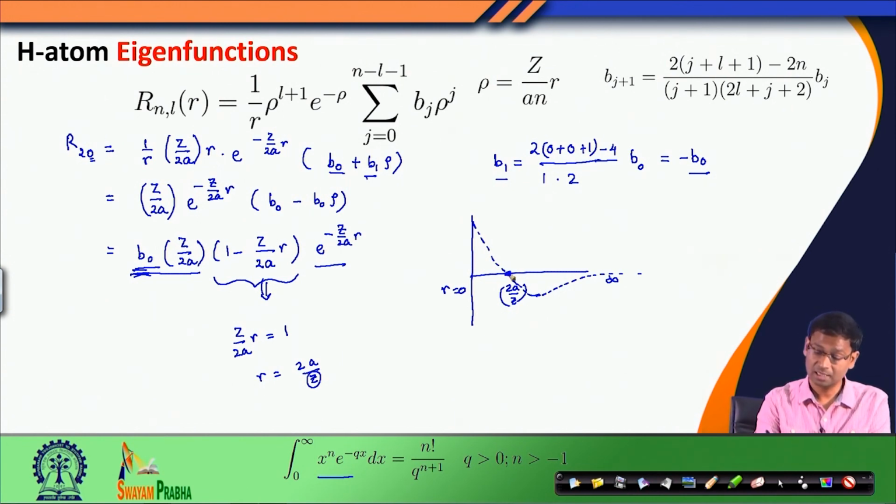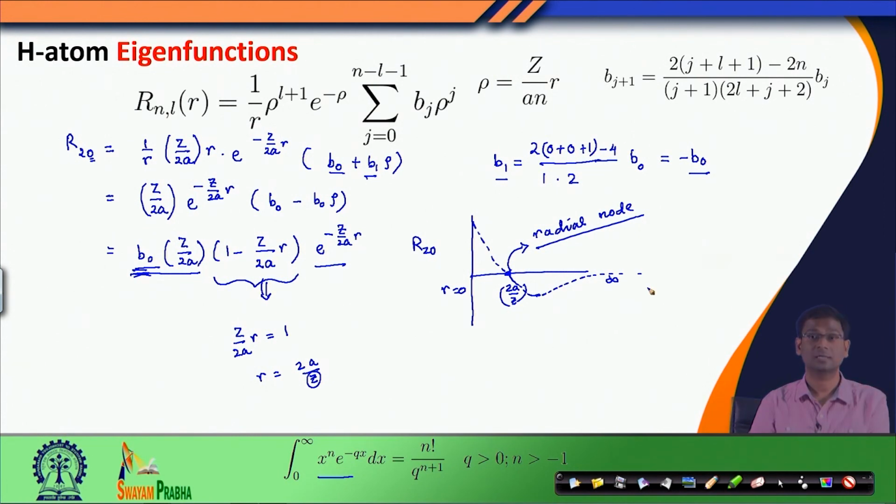So, now I see that the R20 function will, at a particular value of r, develop a node. So, this is a radial node. Remember, we did not experience that radial node in case of the 1s function, but for the 2s function we experience this radial node at the value of 2a over z, but at large value of r, this function tends to 0.